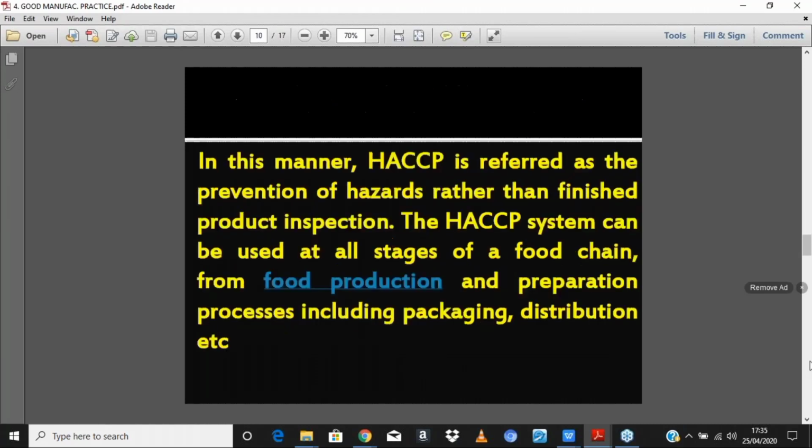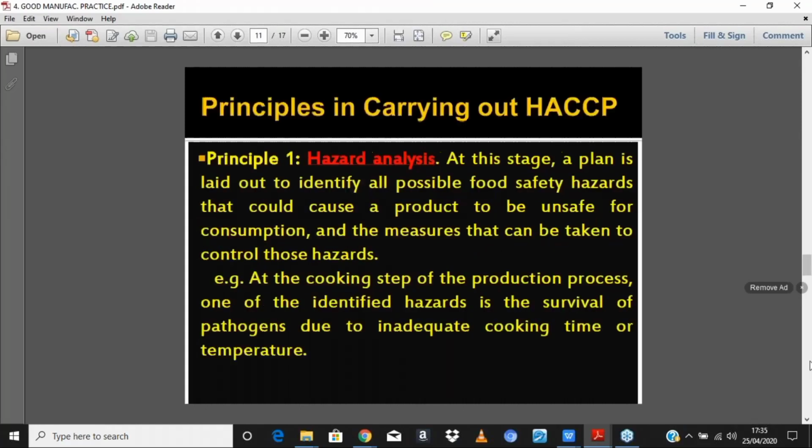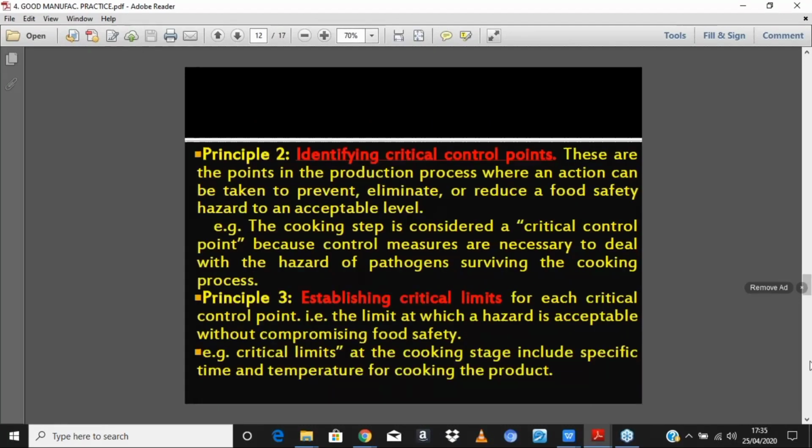We said there are 7 steps in carrying out HACCP, and the first stage is hazard analysis. Identify what the hazard is. Is it a physical, chemical, or biological hazard? Biological hazards could be pathogens and other microorganisms. Chemical hazards could be pesticides or chemicals used in preserving the food. Physical hazards could be stones, debris, hair, and other contaminants in the food process. So that is what we call identifying your hazard.